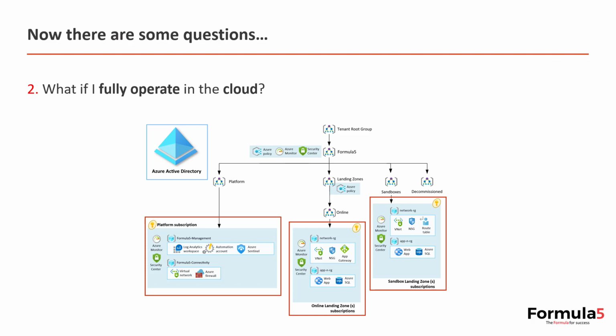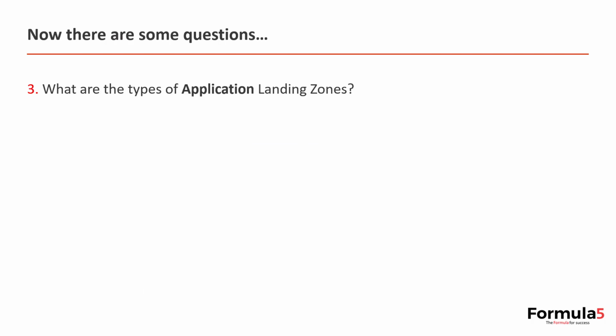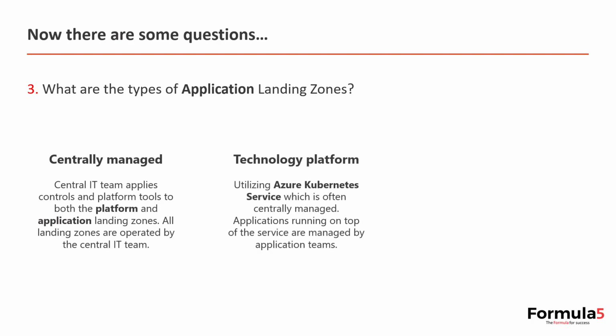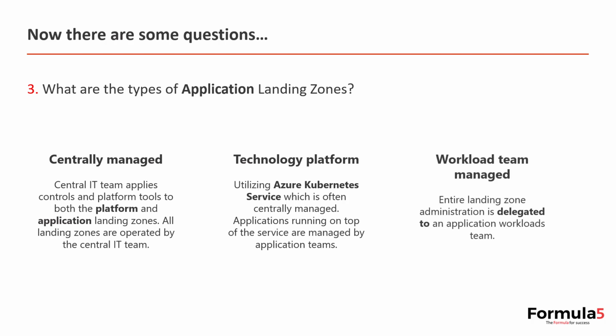Great. Thank you so much. So Jack, we talk about platform landing zones, but there are also different types of application landing zones. So I think it's time to discuss them right now. When it comes to application landing zones, they can be categorized in the following way. They can be centrally managed. There is also technology platform and workload team managed. So I would like to focus on those three application landing zones and discuss them a little bit and then start the conversation.